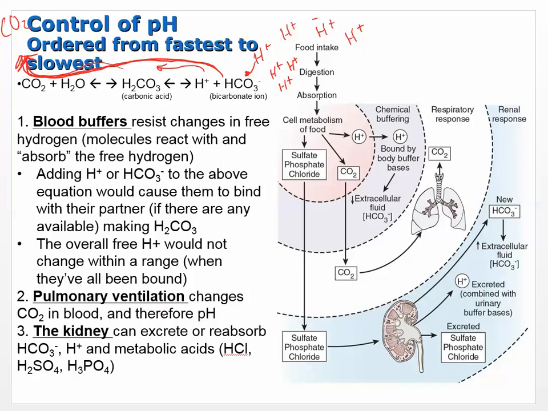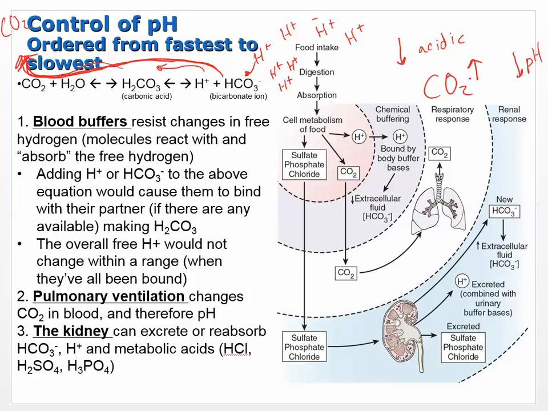So pulmonary ventilation changes the carbon dioxide of blood, and therefore it can change the pH. Remember, if you hold your breath, stop breathing, your pH will go down. It'll become more acidic. The way to remember that is CO2: as CO2 rises, pH goes down. So it's an inverse reaction.